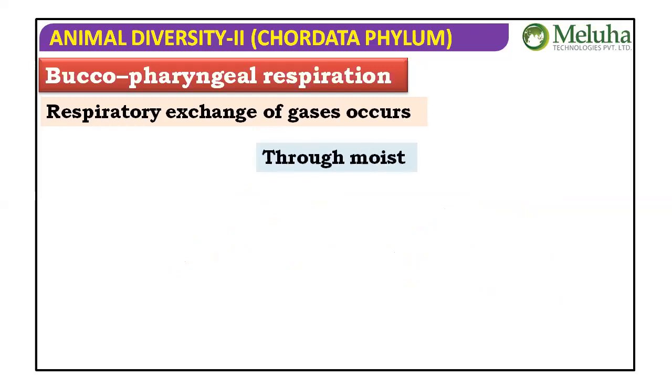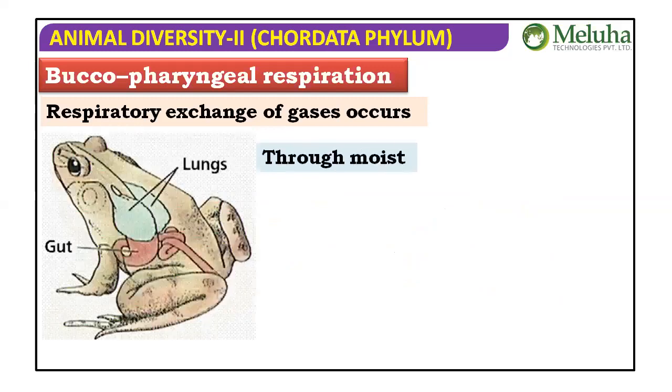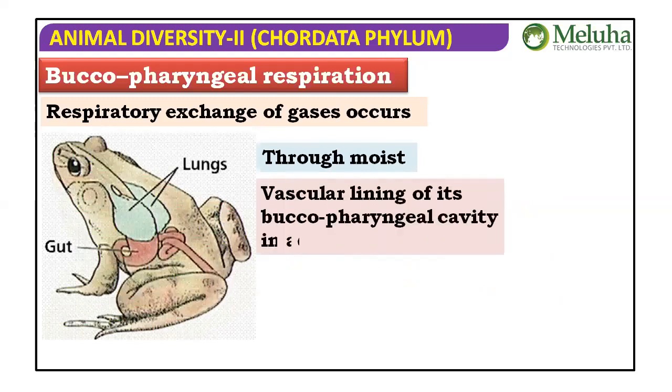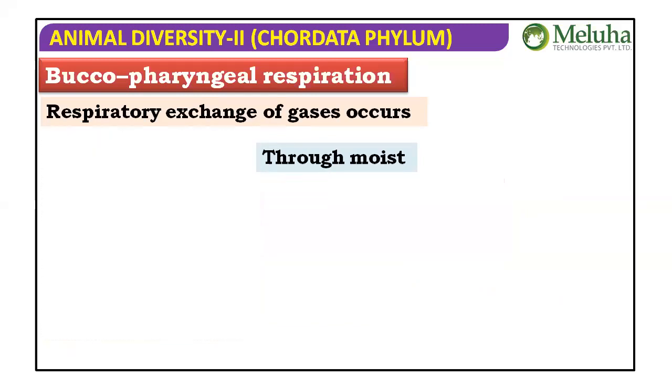Okay, let us see how they do it. Respiratory exchange of gases occurs through the moist vascular lining of the buccopharyngeal cavity. In addition to the skin, through the moist vascular lining of the buccopharyngeal cavity, that particular respiration occurs. Buccopharyngeal respiration. Let me show you the buccopharyngeal cavity.